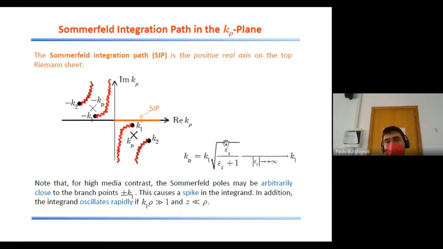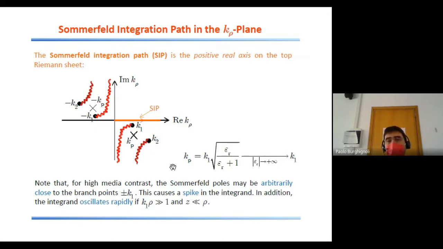Note that the location of the poles, which is given analytically by this expression, is such that if there is a high dielectric contrast between the two media, that is, in the limit when the absolute value of the relative permittivity becomes very large and this ratio tends to 1, the Sommerfeld pole will tend to K1, that is, it will become very, very close to the branch point at K1. This, of course, is very inconvenient because it causes a spike in the integrand, because K1 is very close to the real axis, or even on the real axis if we neglect losses in medium number one.